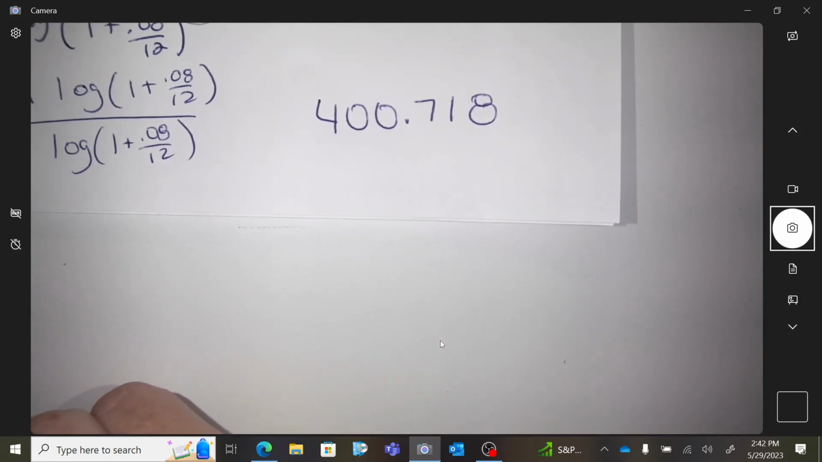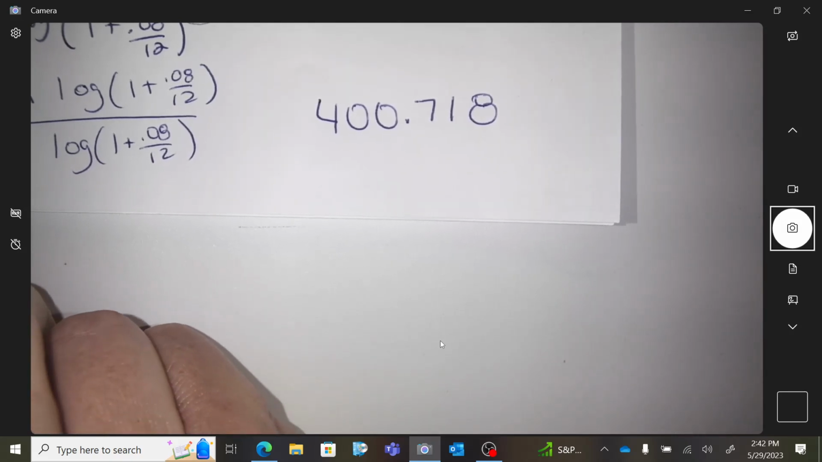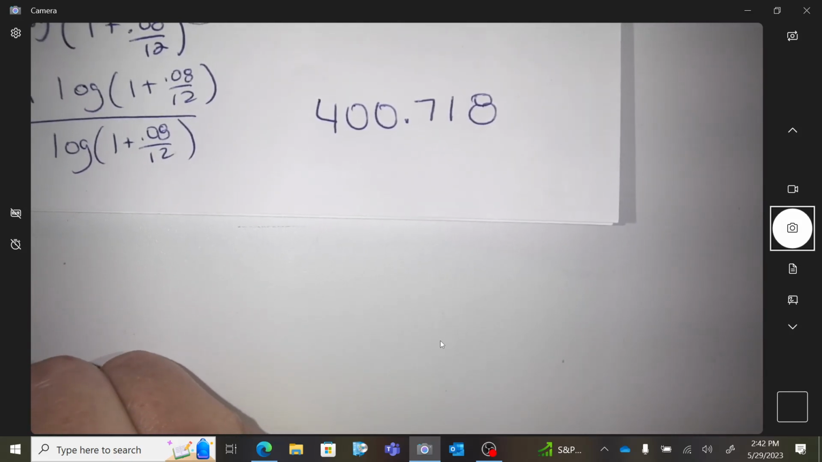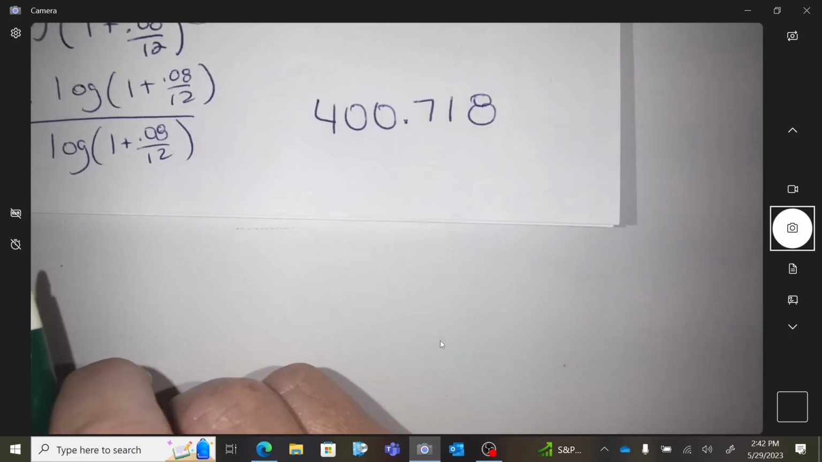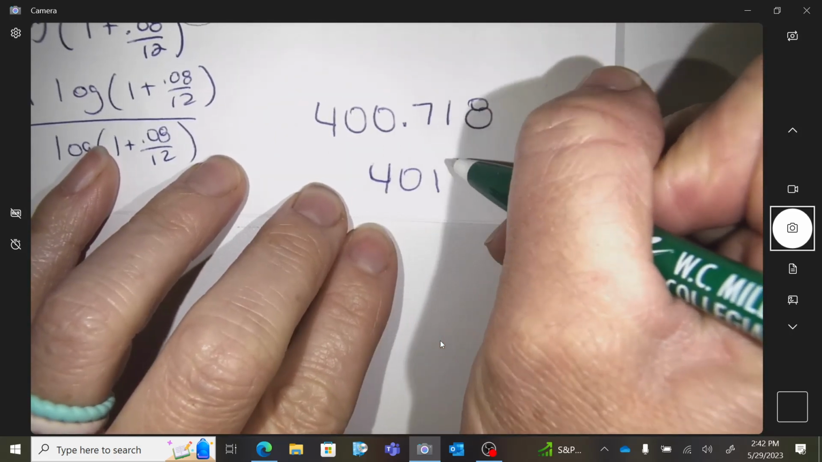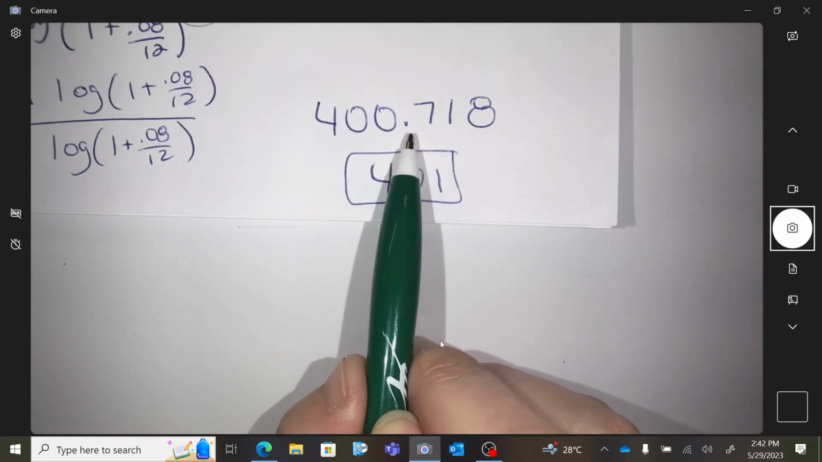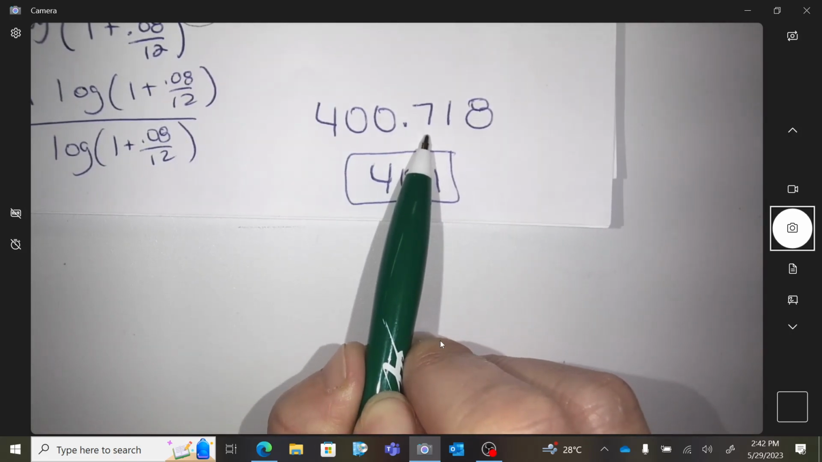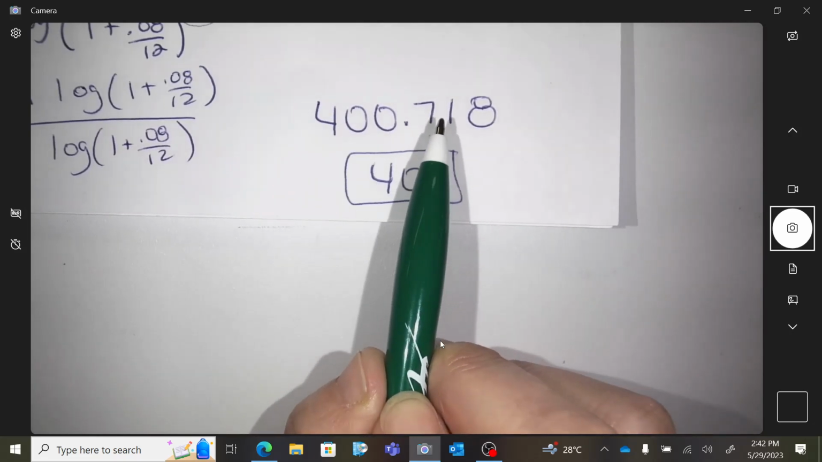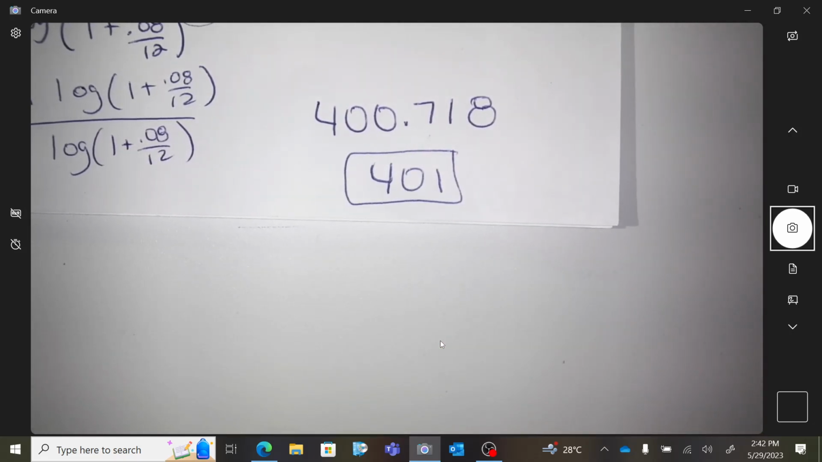500. No. 401. Yes, I knew. We both. Okay. So the answer is 401 no matter what. If this was 400.1, right, if this was 400.1 or 400.2, you would still have to make a 401st payment to the bank. Even if it's 400.0001, you still have to make it.